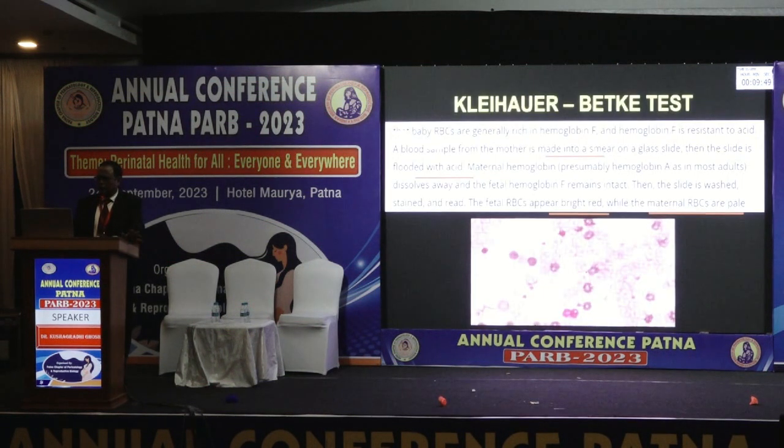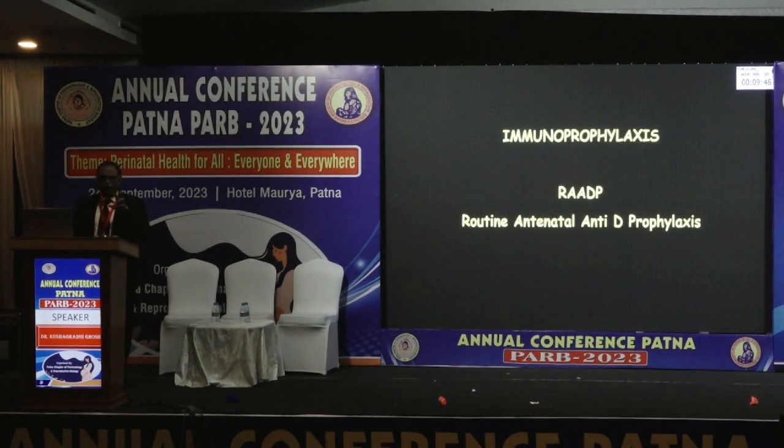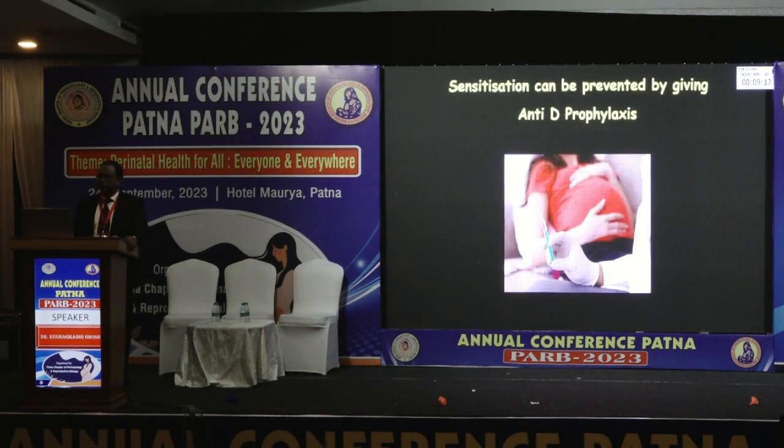Now, I won't go into the Kleihauer-Betke test, but what we should come to is, if there is an Rh negative mother, we repeat an ICT at 28 weeks, and we basically deliver with all these precautions, and we collect cord blood for these investigations. But apart from that, what is important for us to understand about this 28 weeks anti-D prophylaxis, because in the majority of cases, we don't give this antepartum prophylaxis. That is something which we need to understand.